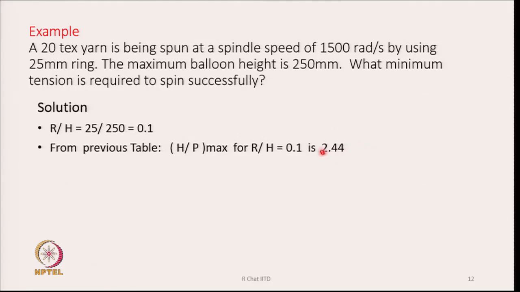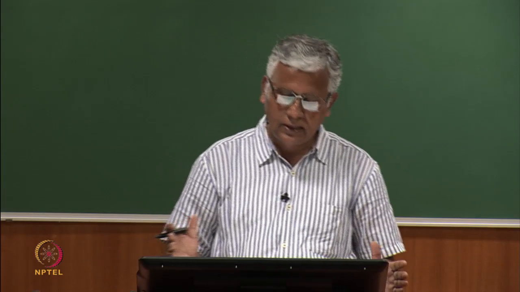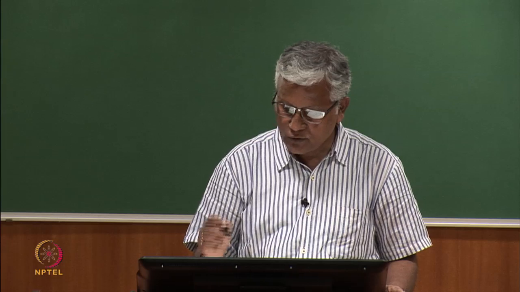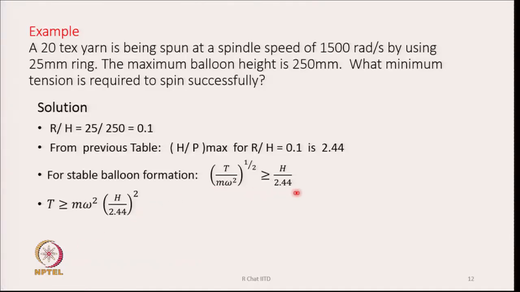So, this is the threshold value of H by P max, that is, this H by P ratio should be less than or equal to 2.44. It should not cross 2.44, it should be less, or maximum is 2.44. From there, we know that for a stable balloon, as we have discussed earlier, this ratio has to be less than 2.44. From there, we can find out what is the value of T.